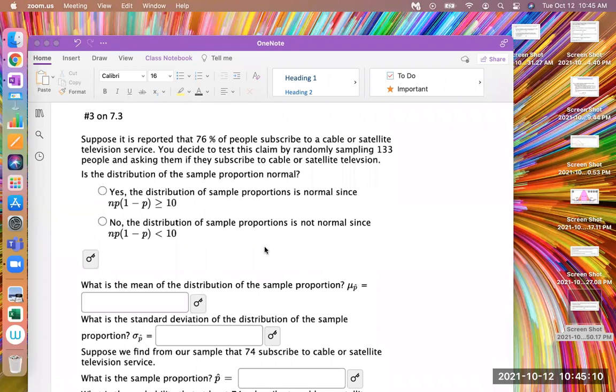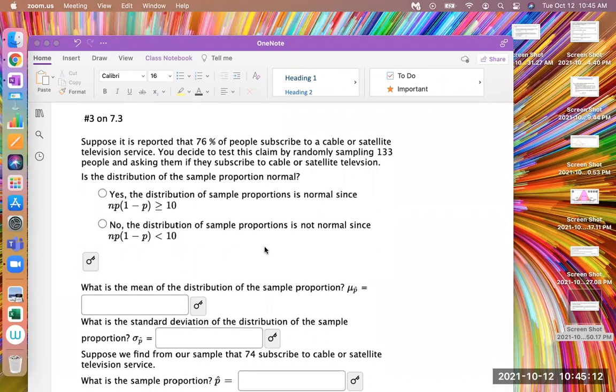Suppose it is reported that 76% of people subscribe to a cable or satellite television service. You decide to test this claim by randomly sampling 133 people and asking them if they subscribe to cable or satellite television. Is the distribution of the sample proportion normal? In order to verify that, we have to verify that n times p times 1 minus p is greater than or equal to 10.